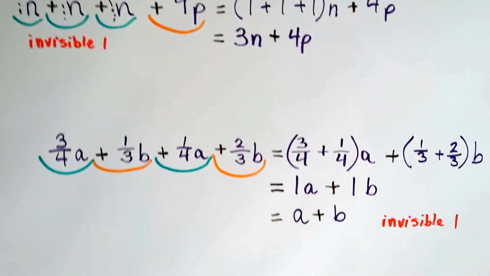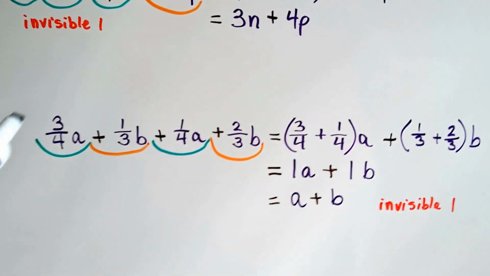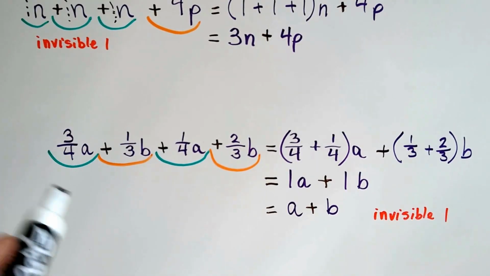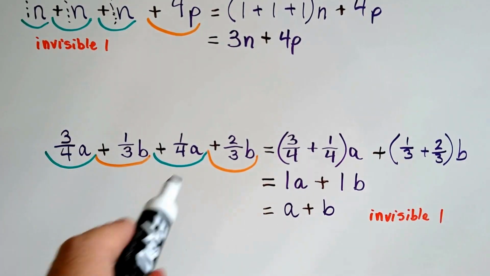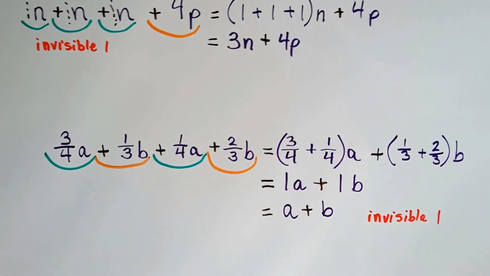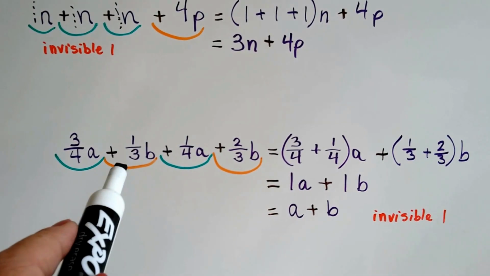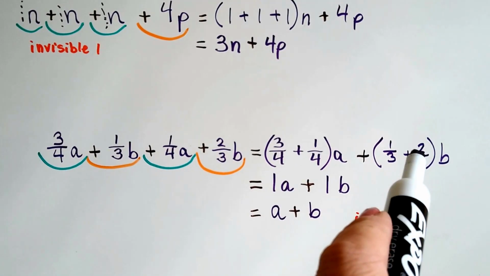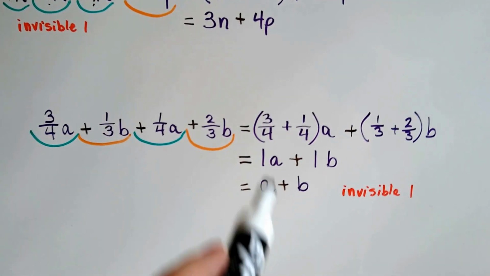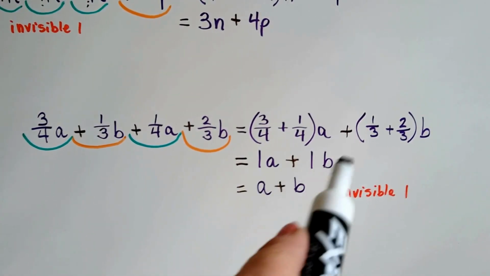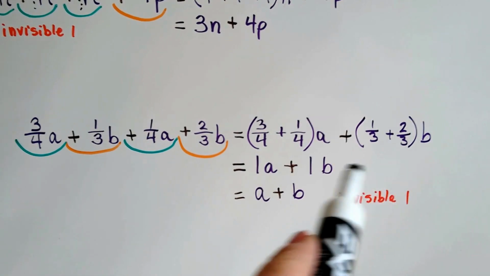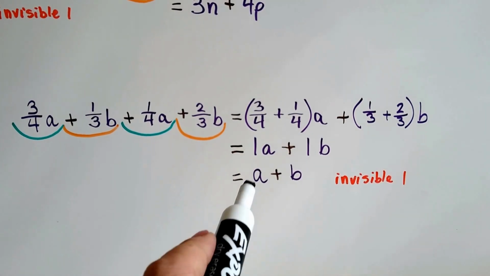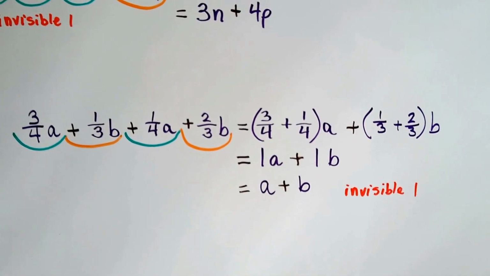How about fractions? If we have 3/4 a plus 1/3 b plus 1/4 a plus 2/3 b, well, we can see the green ones are alike, the 3/4 a and the 1/4 a. We can add those together with the a on the outside of the parentheses, so it's factored. And we can do the same thing with the orange ones, 1/3 b and 2/3 b. 1/3 plus 2/3 with the b on the outside, that's factored. 3/4 plus 1/4 makes 1a, and 1/3 plus 2/3 makes 1b, and we know we don't need to write that invisible 1. So we can just put a plus b, see?